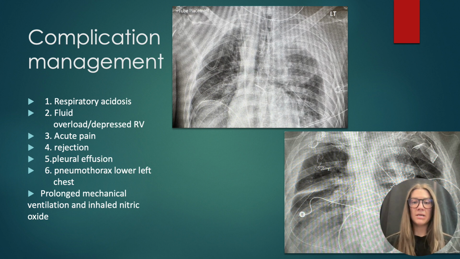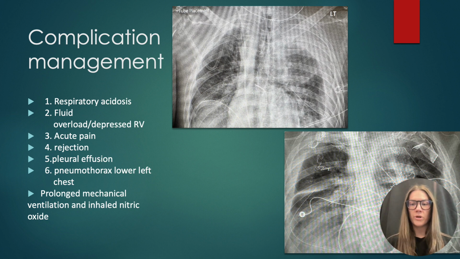And of course, both ways, pre and post, they will be in some pain. So we're going to do our best to add a multimodal pain med such as lidocaine patches, Tylenol around the clock. We'll add Robaxin, gabapentin. Most likely they'll be vented, so we will have a fentanyl drip, and then either propofol or Precedex for sedation just to help calm them down.